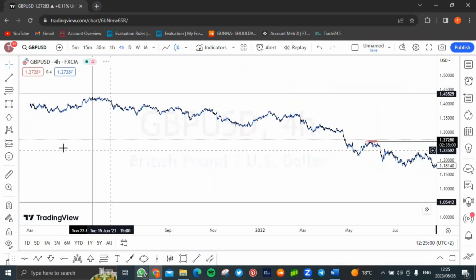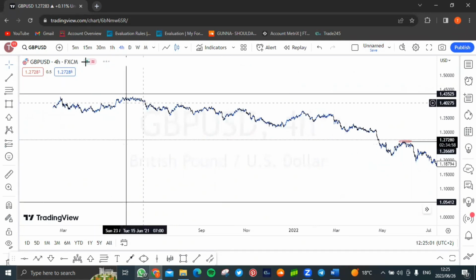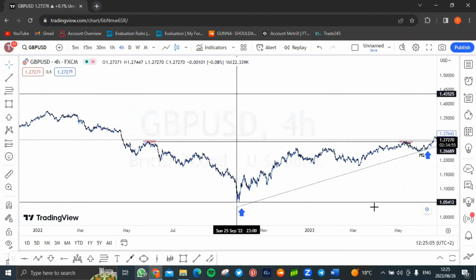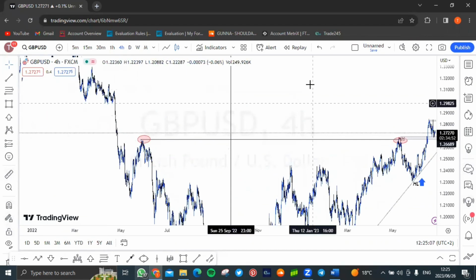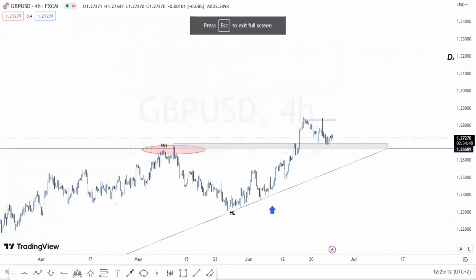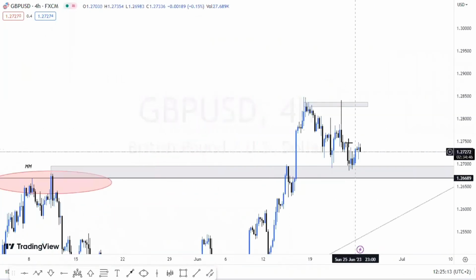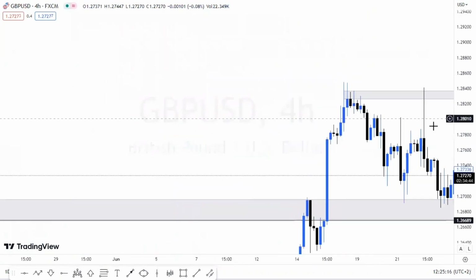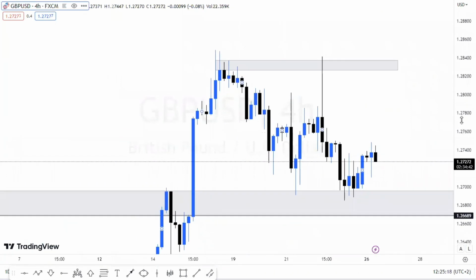These are out of the blue, guys. I don't even want to try and look on the far left. These are out of the blue, so sharp. We have the highs, and then I want you to look at the price action from that.